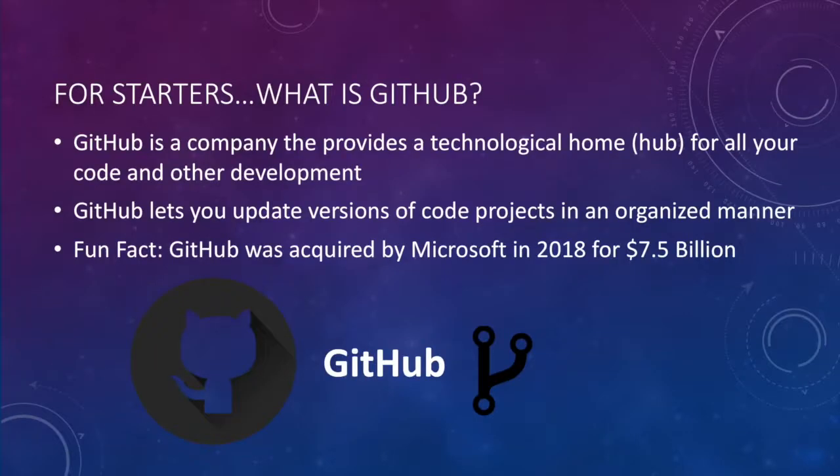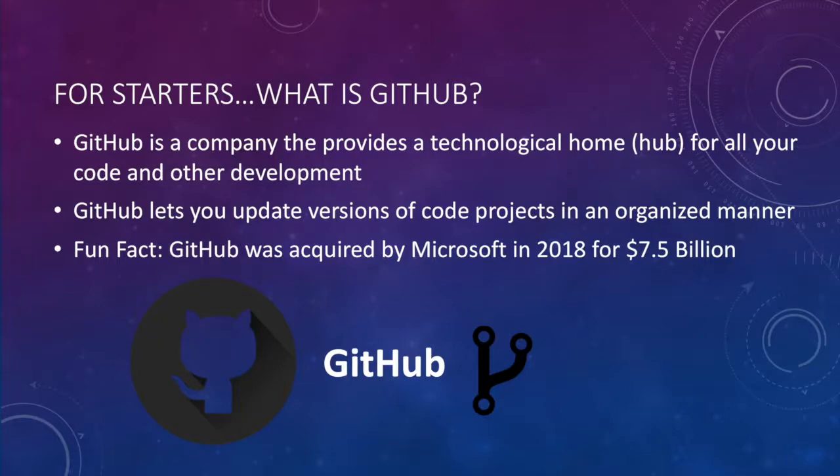For starters, what is GitHub? GitHub is a company that provides a technological home, or I could say hub, thus the name GitHub, for all your code and other development. GitHub lets you update versions of code projects in an organized manner. And the fun fact about GitHub is that it was acquired by Microsoft in 2018 for $7.5 billion.